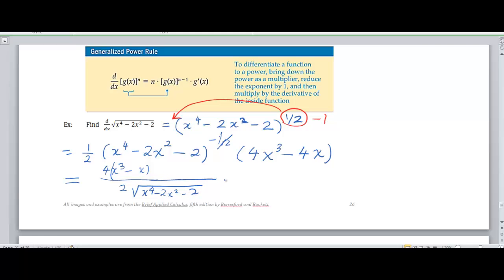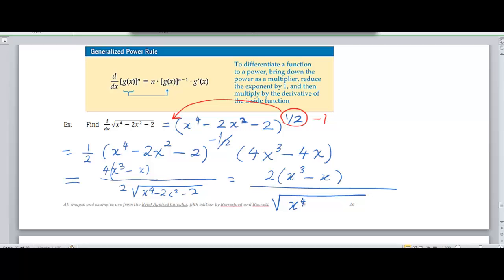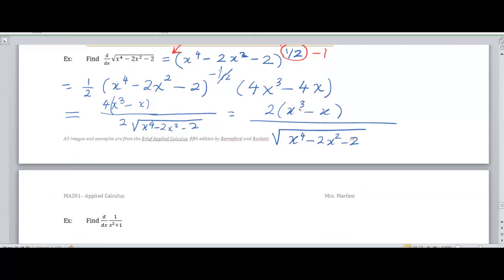Okay. We get 4 over 2 is 2 on the top. So you get 2 times x cubed minus x over, oops, no more 2 on the bottom, and then the square root. That is the final answer. Let's do some more.